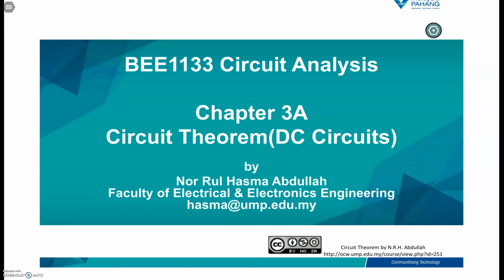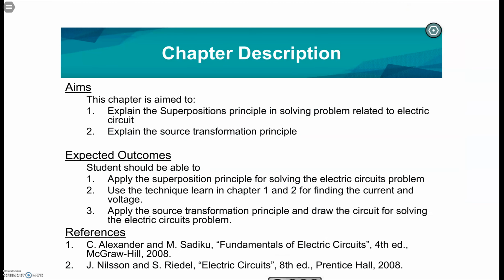Chapter 3a, Circuit Theorem, DC Analysis. This chapter is aimed to explain the superposition principle in solving problems related to electric circuits, and then explain the source transformation principle.